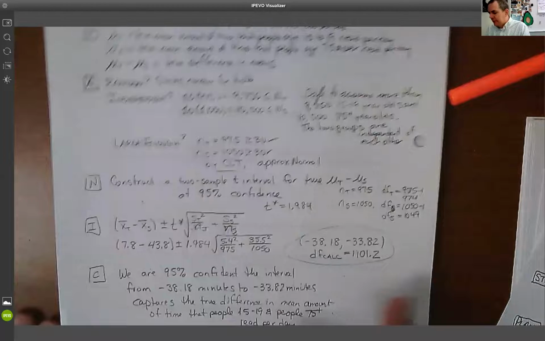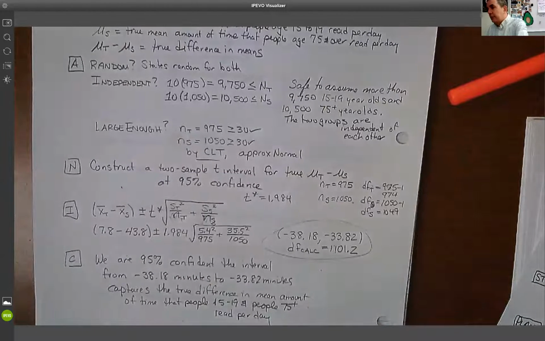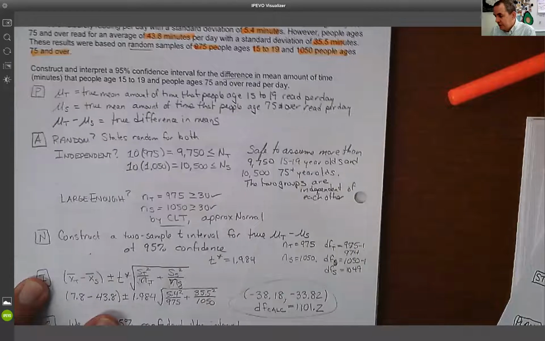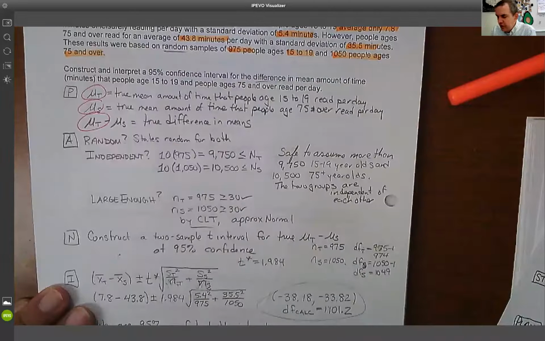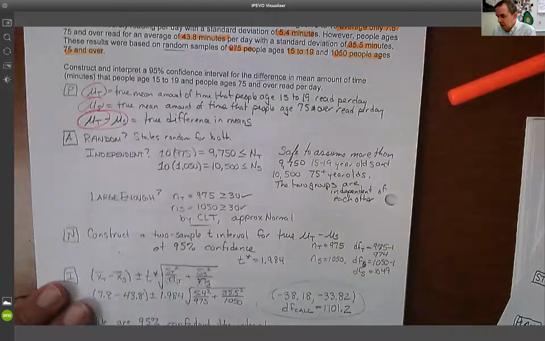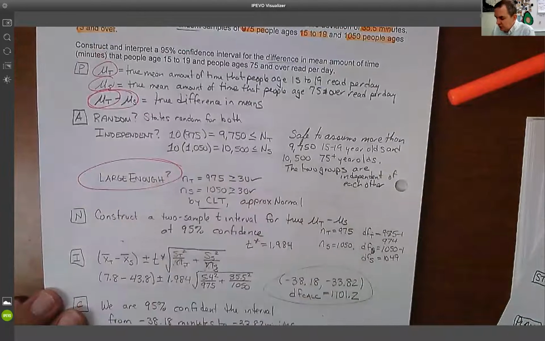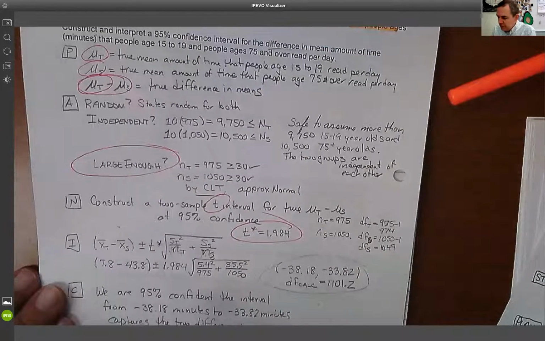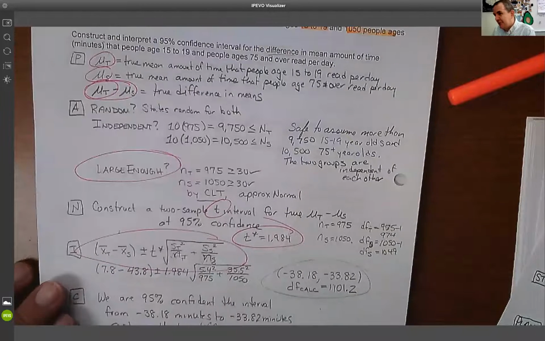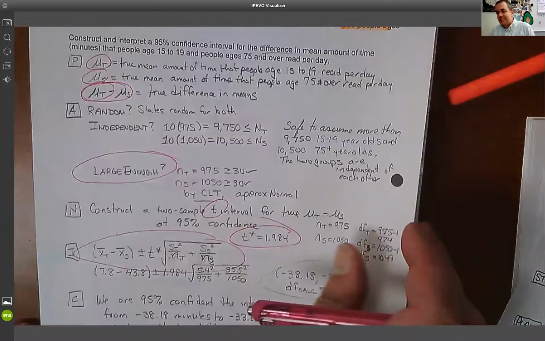So again, if you think about it from the concept of what we've done before, let me just show you the differences. The references, the notations change. We're now dealing with mu's instead of p's. The large enough check changes. We're dealing with a t interval. We're going to deal with a t star. Our formula is different. The calculator button is different, but in essence, the whole process is the same.